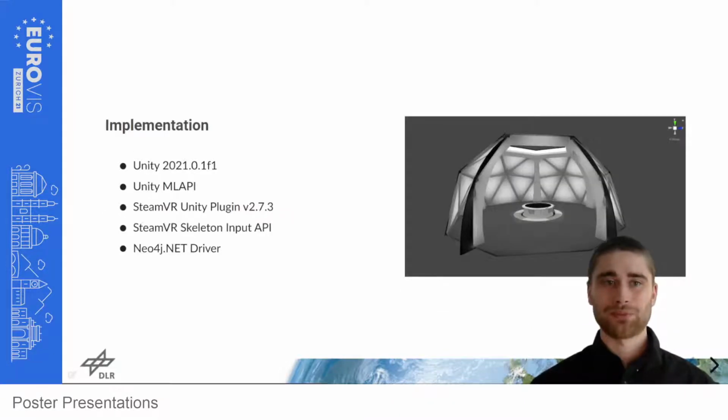A little bit about the implementation. We are using Unity, and we don't want to use too many third-party plugins. So we are using the Unity networking API, we are using the SteamVR plugin, and also the SteamVR skeleton input API for finger tracking. And we are using the Neo4j.NET driver to connect to graph databases.